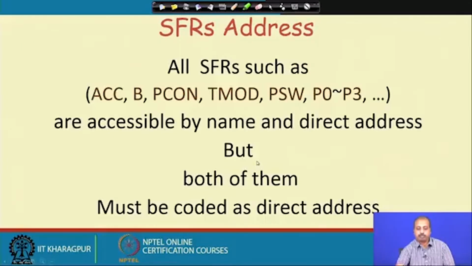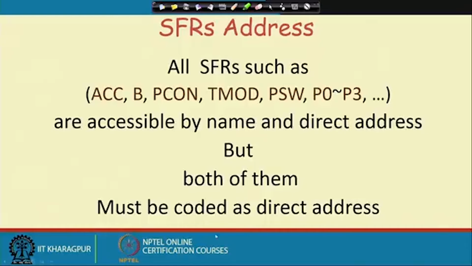So, all special function registers like accumulator, B, PCON, etc., are accessible by name and direct access, but both of them must be coded as direct addresses. While writing the assembly language program we write them as name or direct address, but while the machine code is generated, they are coded as direct addresses only. So, that is obvious.